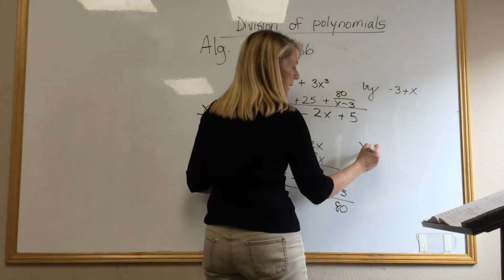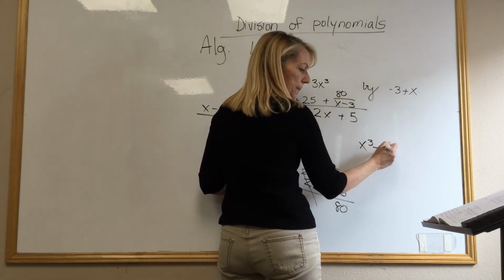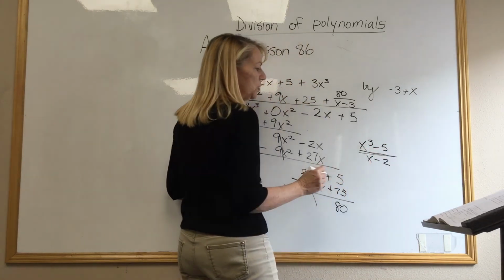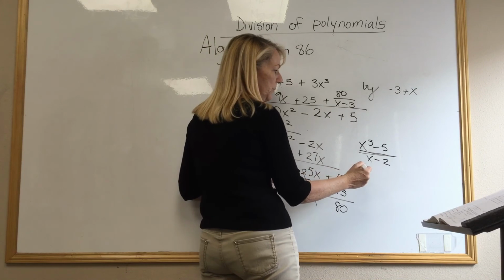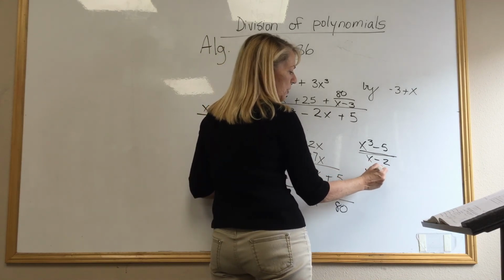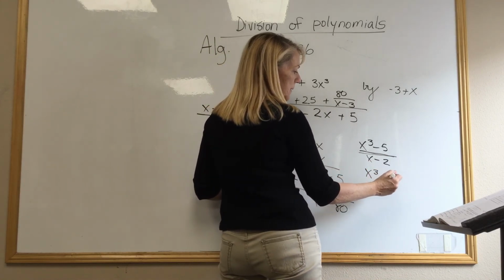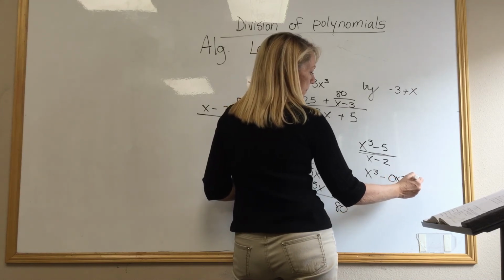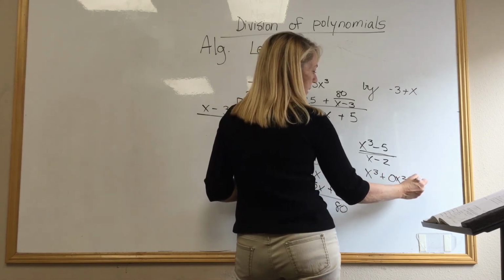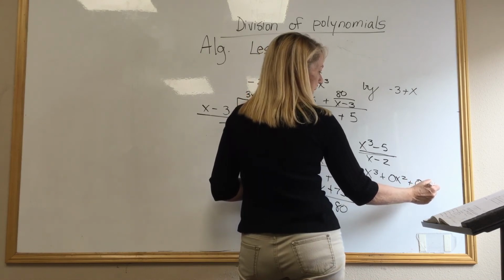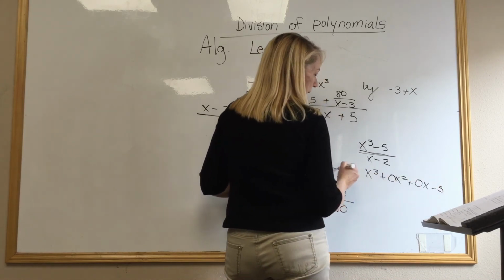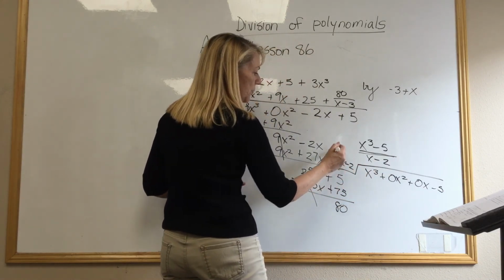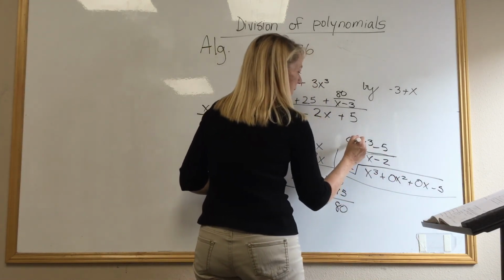It's written like this, because this is a division bar, they're just rewriting it a different way. So you would say x to the third minus 0x squared, plus 0x minus 5. And then it's divided by x minus 2. That's how you write C.